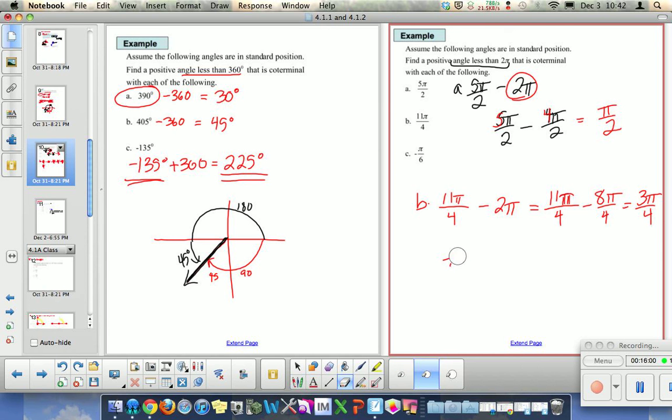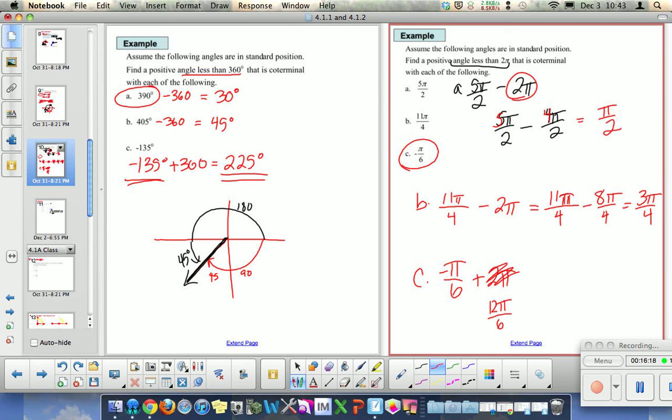Last one is obviously smaller than 2 pi because it's negative pi over 6. So I'm going to add on 2 pi's to find something that's coterminal. Add a full circle. 2 pi's is really, let's see, 12 pi over 6, because I times top and bottom by 6. So I'm adding 12 pi over 6 to negative 1 pi over 6. So I'm going to get 11 pi over 6. So your fraction skills are going to come in really handy here, being able to work with equivalent fractions and changing denominators.